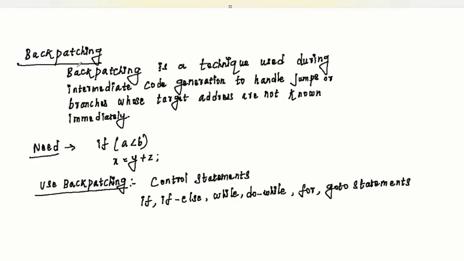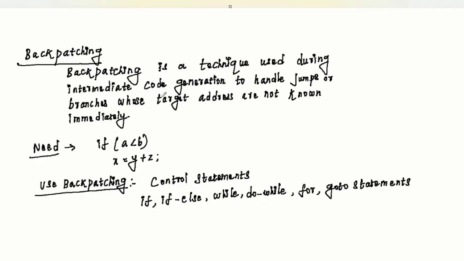We are going to explore the topic backpatching. In compiler design, backpatching is a technique used during intermediate code generation to handle jumps or branches whose target addresses are not known immediately. So backpatching is the activity of filling up unspecified information of labels.